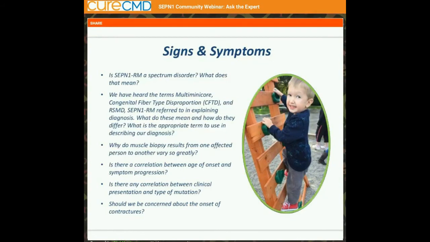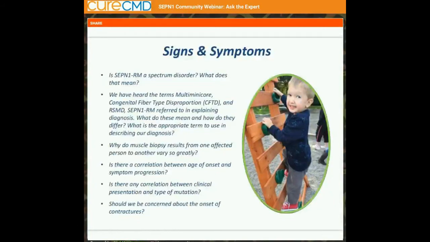And the last question on this slide: should we be concerned about onset of contractures? Well, contractures are functionally not the main problem in many SEPN1 patients, excepting contractures of the spine and paraspinal muscles. If you look for what we call spinal rigidity, that is a difficulty in flexing your neck and flexing your spine, because the muscles that extend the neck and spine are stronger than the flexors and therefore lead to contractures, then it's present from very young ages, from the age of 3, 4, 5.